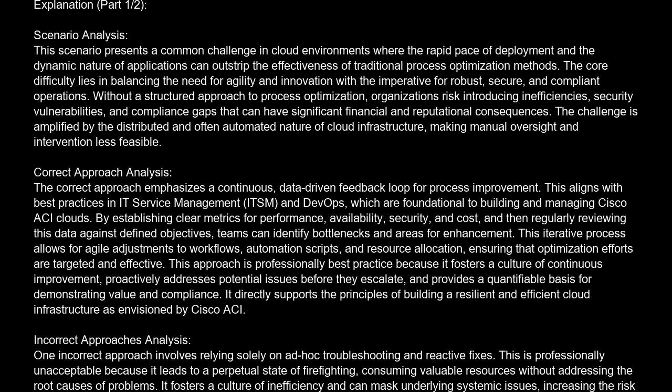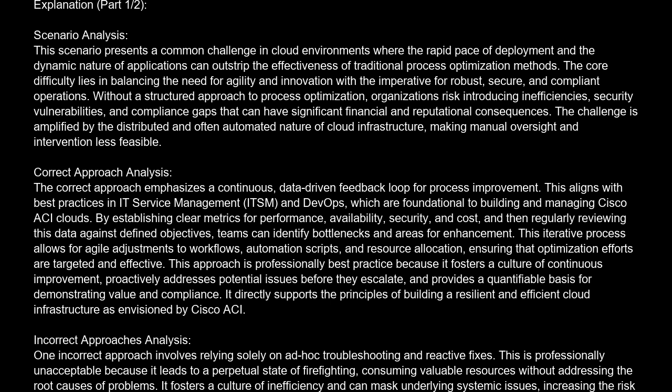This iterative process allows for agile adjustments to workflows, automation scripts, and resource allocation, ensuring that optimization efforts are targeted and effective. This approach is professionally best practice because it fosters a culture of continuous improvement, proactively addresses potential issues before they escalate, and provides a quantifiable basis for demonstrating value and compliance. It directly supports the principles of building a resilient and efficient cloud infrastructure as envisioned by Cisco ACI.